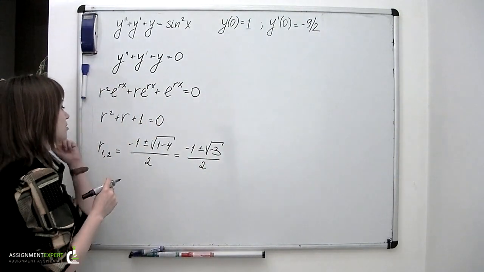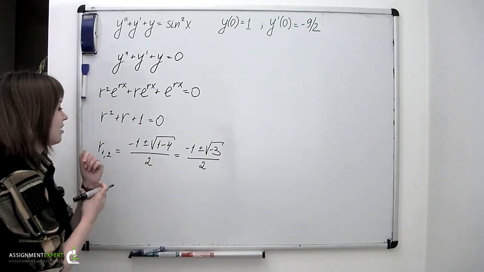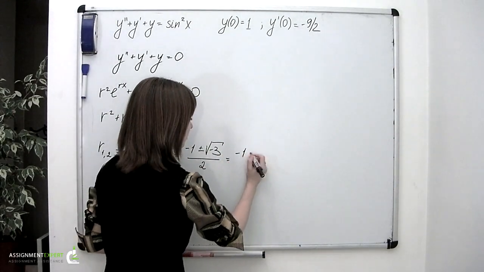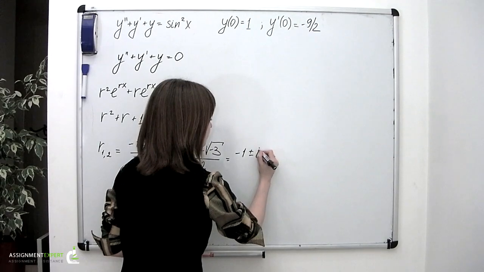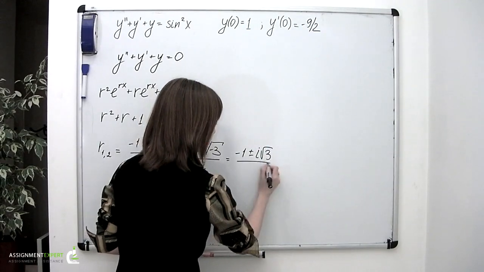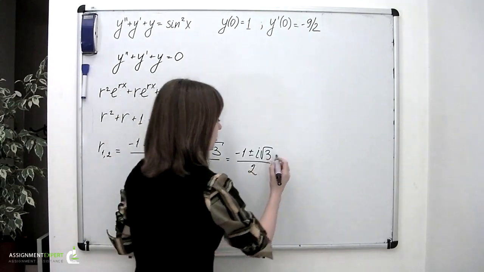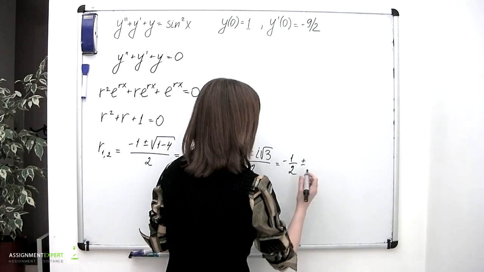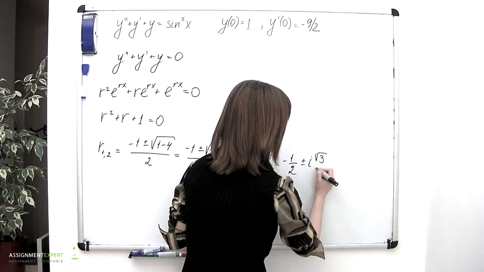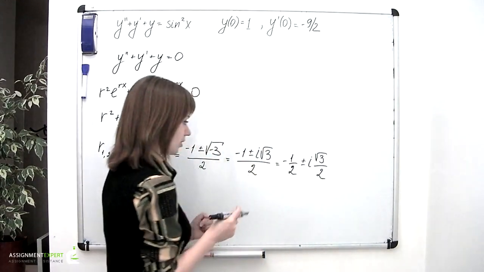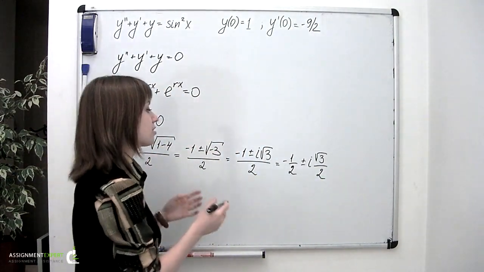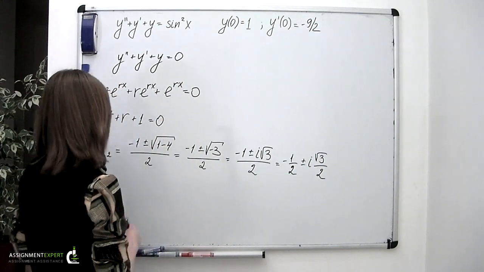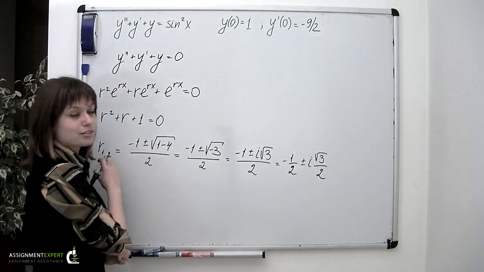Now obviously this equation doesn't have any real roots, but it does have the complex roots, and they are the following: -1 plus or minus i times square root of 3 over 2, or we could write it as -1/2 plus or minus i times square root of 3 over 2. This way we're splitting the real part of the roots from the imaginary part. So these are our characteristic roots.